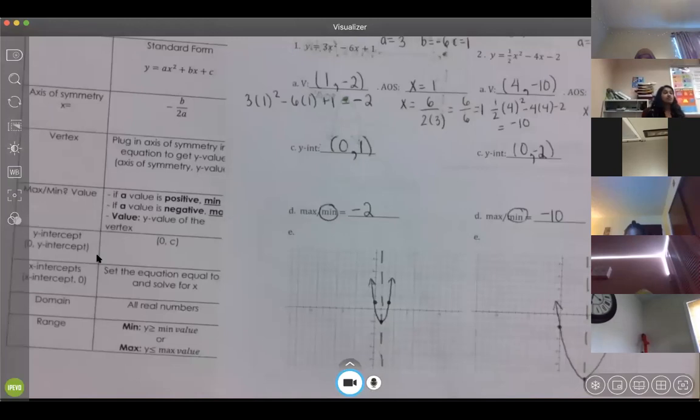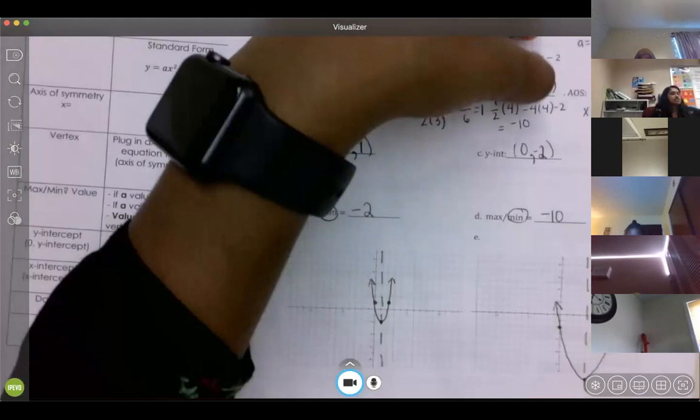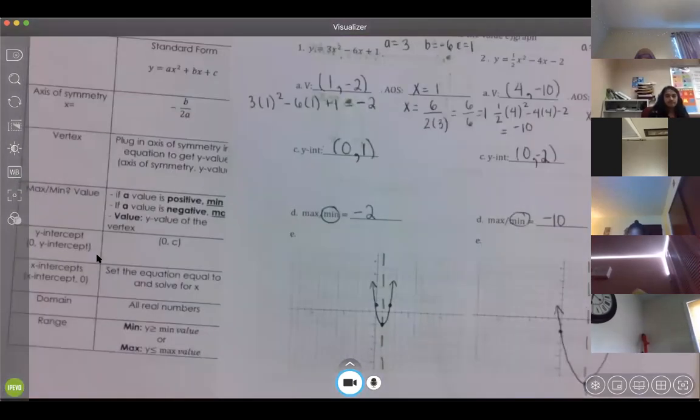It's the y value of the vertex. So your vertex was (4, -10). So the y value of the vertex is -10. Oh, okay. Any other questions?